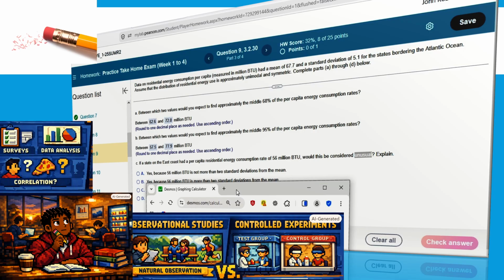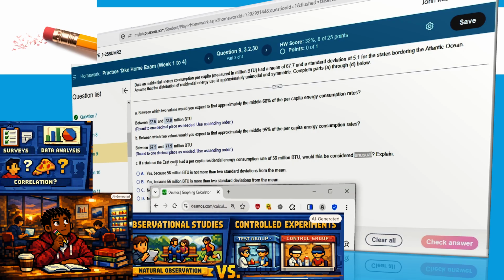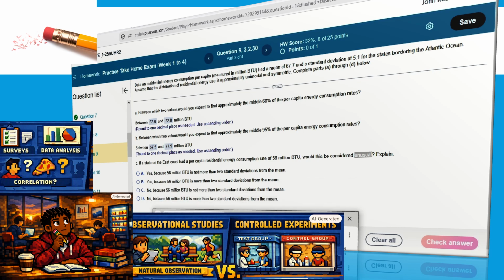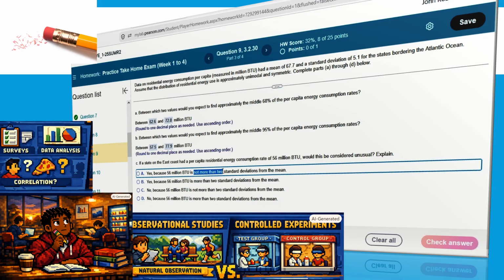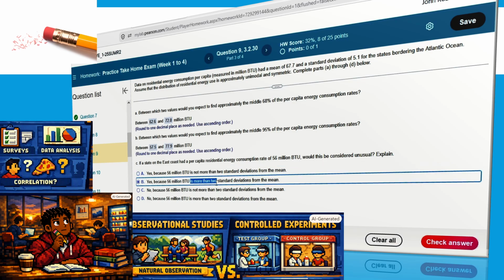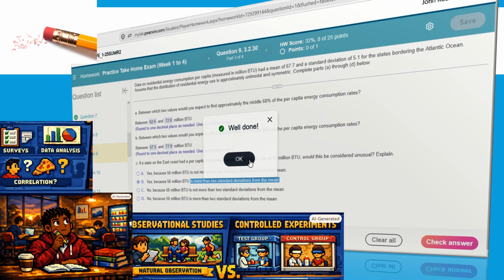So 56. Notice it's one less, so it would be unusual. Yes, so it's not the no. Notice this says not more than 2. It is more, right? It is more than 2 standard deviations. There we go. We're rocking and rolling.